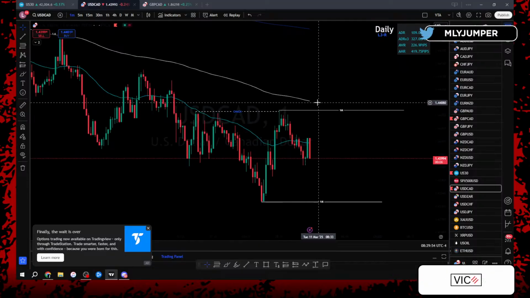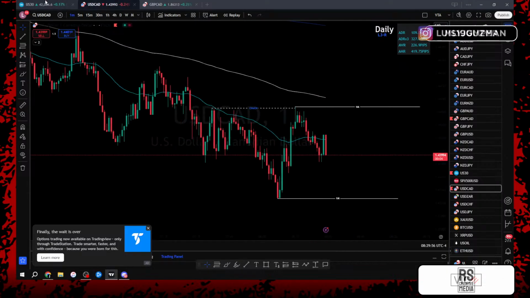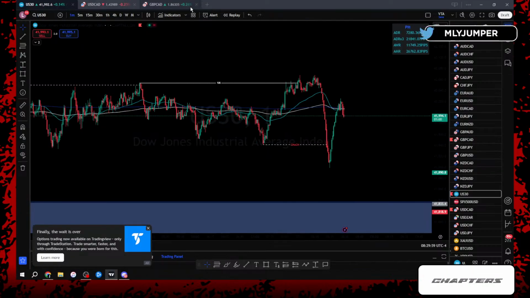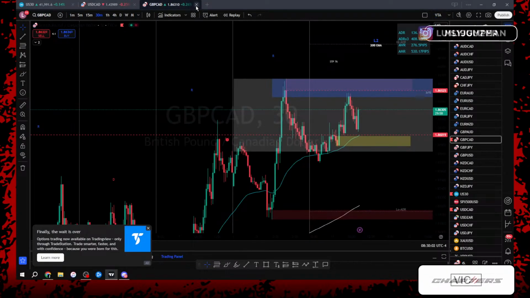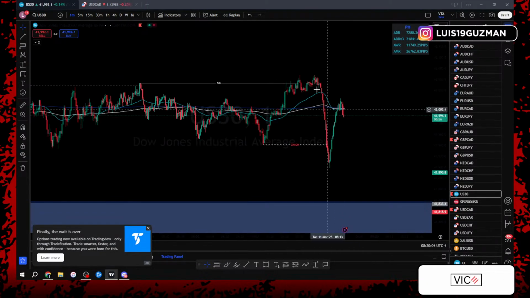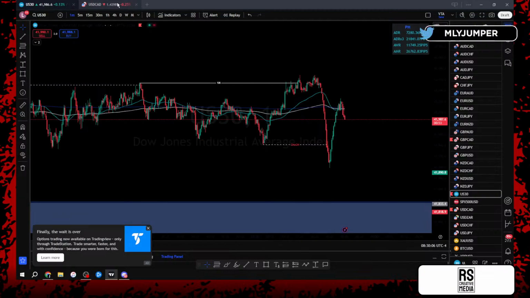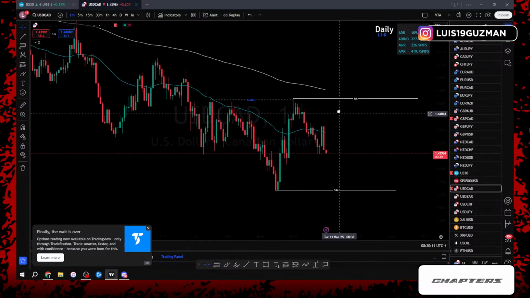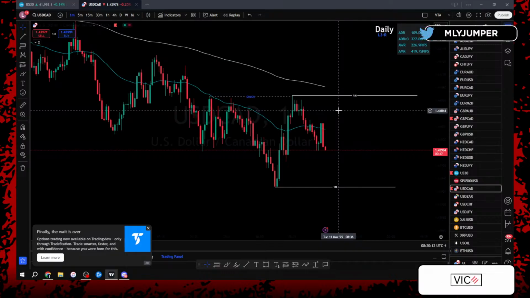And then again, I'm looking for the break of structure to happen on USD CAD and US 30, just waiting for price to stop inducing traders and stop giving us these fake moves, and then we'll go on from there. So not too much on the markets today, but we'll see if we can catch something small at least.